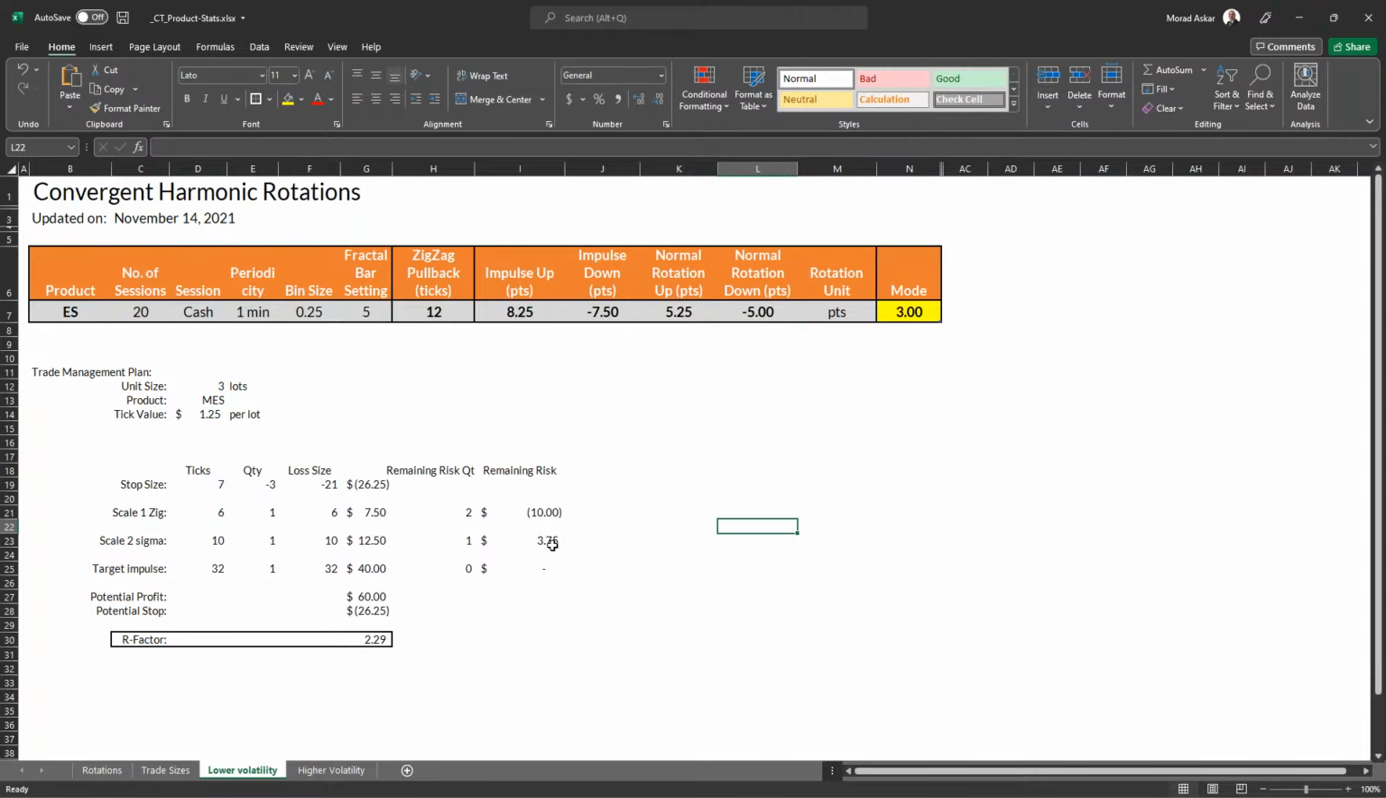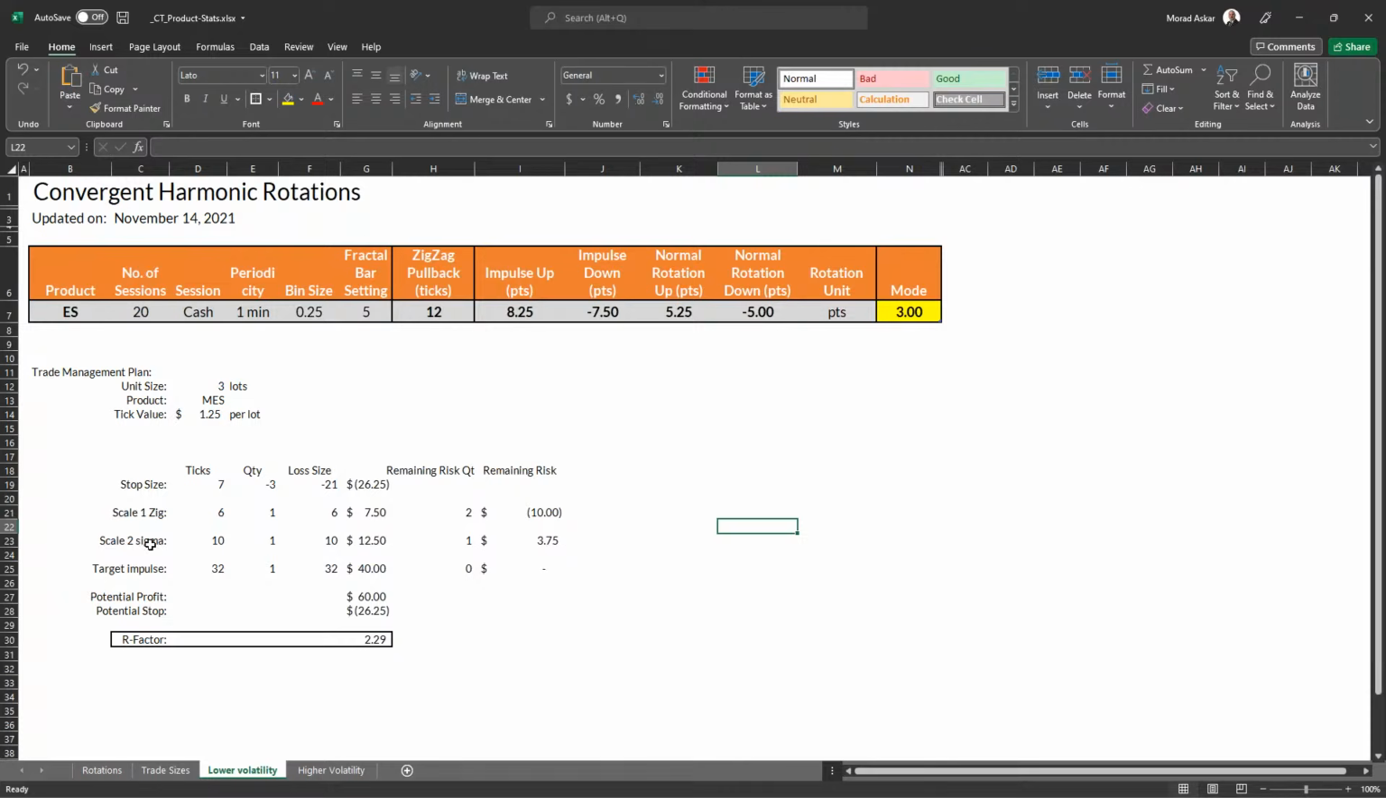How much am I remaining? How much am I standing to lose here if the market turns around after the second scale out and stops me out at 7 ticks for one lot? Because that's all I have remaining. I have one lot. No matter what, I stand to gain 3.75 points. So I am always itching for that second scale out. My risk is completely off. My risk is off by more than 50%. 50% of 26 is about $13 loss, and I'm risking 10. So I've improved my risk by more than half.